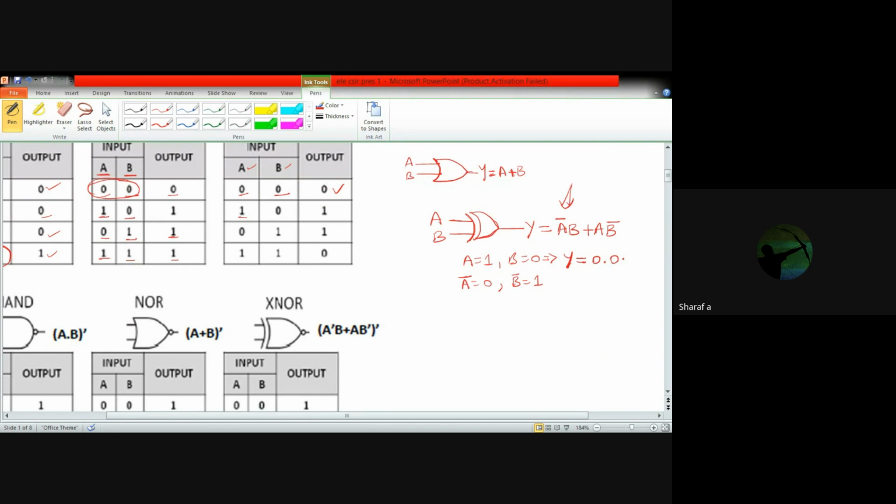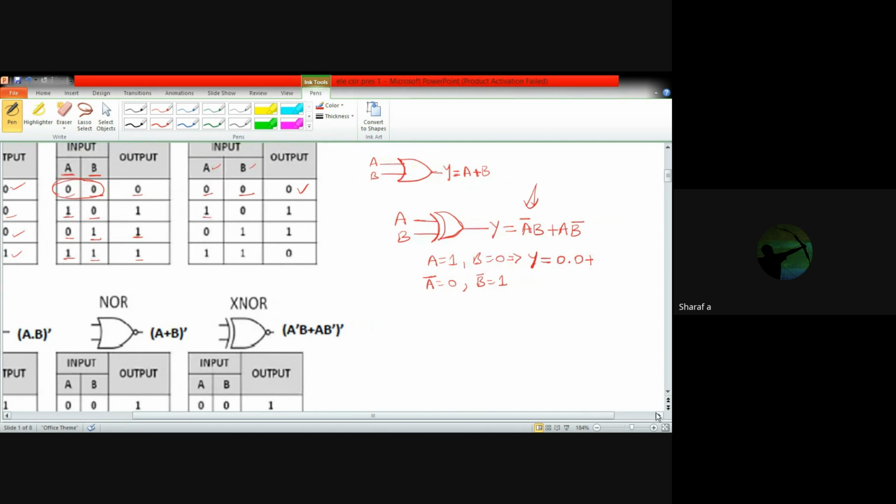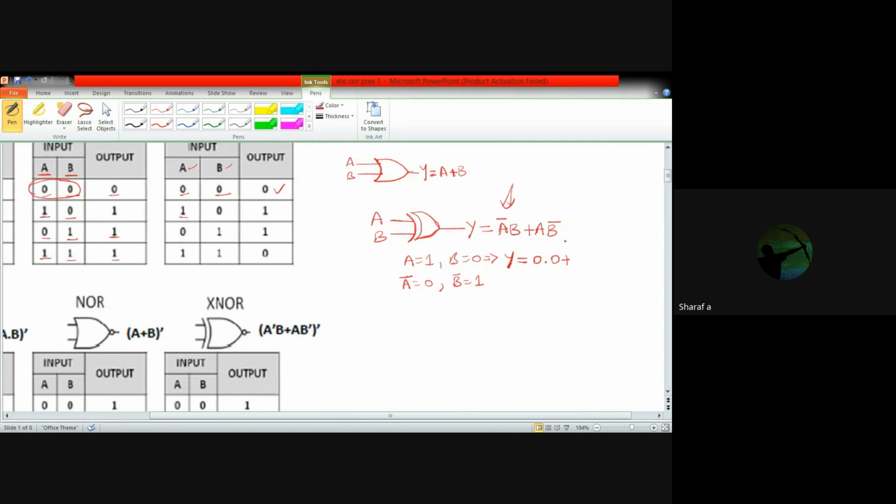Plus then A B bar. A is 1 and B is 0, then B bar is 1. So this is 1 dot 1. So finally you'll get 0 dot 0 is 0, plus 1 dot 1 is 1. Then you will get 1. So this is how this output will become. And the third case, 0 and 1, then also you will get 1. And in the last case you will get 1 and 1 for inputs.